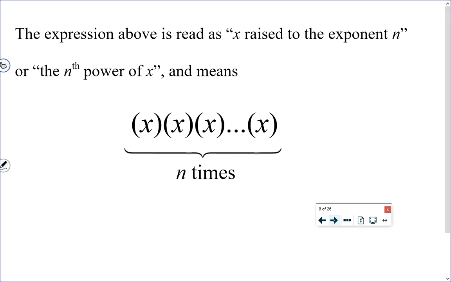What does x raised to the exponent n mean? We can also call it, by the way, the nth power of x, but I don't know anybody who ever refers to it as that. I would prefer that you just call it x raised to the exponent of n. It means that whatever x is, it is multiplied by itself n times. So if I had x multiplied by itself 15 times, then rather than writing x times x times x, etc., 15 times, I could simply write x raised to the exponent of 15.